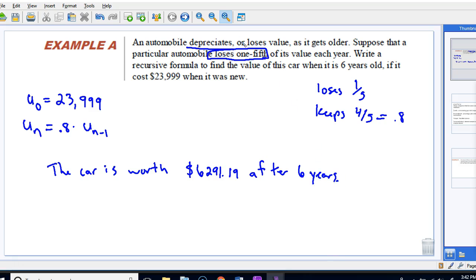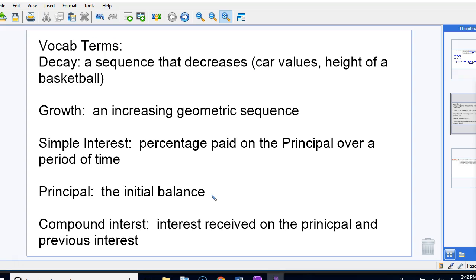One thing people sometimes make mistakes on is they say it loses 1/5 of its value, so they just take 1/5 and multiply that, and that would be how much money is taken off every year. But if we think about it for a second, if it loses 1/5, it keeps 4/5, and it's a lot easier just to multiply and be done. All right, so there is example A.